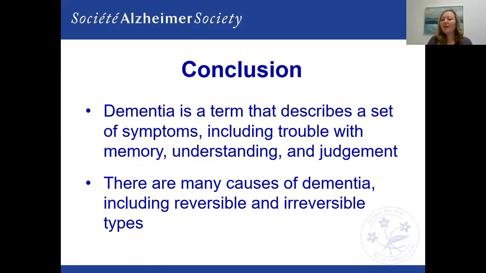Yeah, so just in conclusion and overall, we've learned that dementia is a term that describes a set of symptoms which includes trouble with memory, understanding, and judgment, and that there are many different causes of dementia. We only covered a few of them today, but they include reversible and irreversible types.